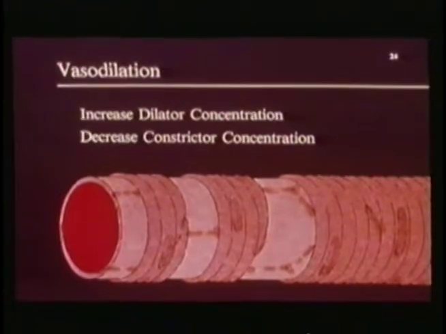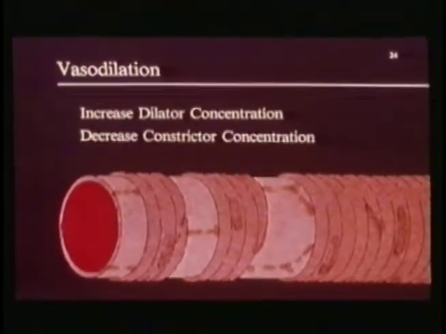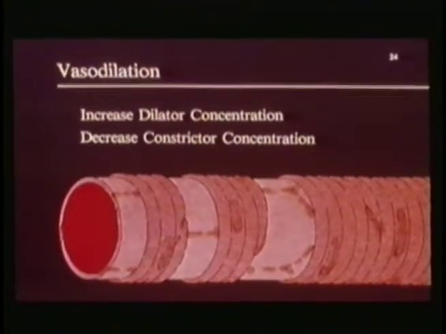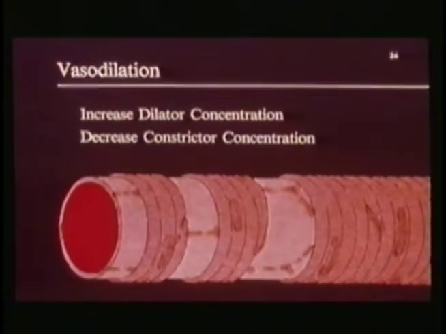24. Vasodilation results from relaxation of vascular smooth muscle, which may be induced either by an increase in the concentration of a dilator substance or by a decrease in the concentration of a constrictor substance.